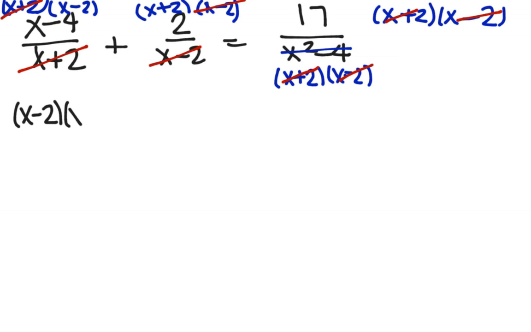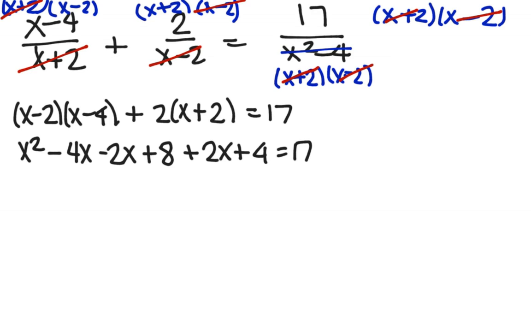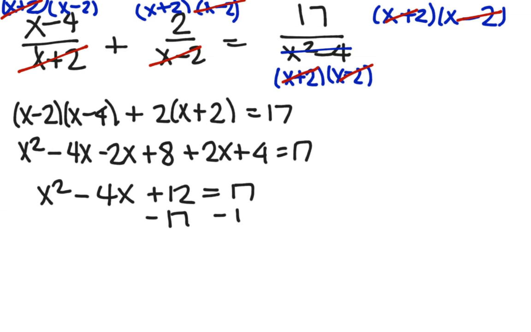So what do we have left? We have x minus 2 times x minus 4 plus 2 times x plus 2 is equal to 17. Doing some multiplication, x squared minus 4x minus 2x plus 8 plus 2x plus 4 equals 17. Collecting my like terms, I have x squared, I have negative 6x plus 2x, and negative 4x plus 12 equals 17. Need it equal to 0 because it's quadratic, so I'm going to subtract 17 from each side, and I get x squared minus 4x minus 5 equals 0.